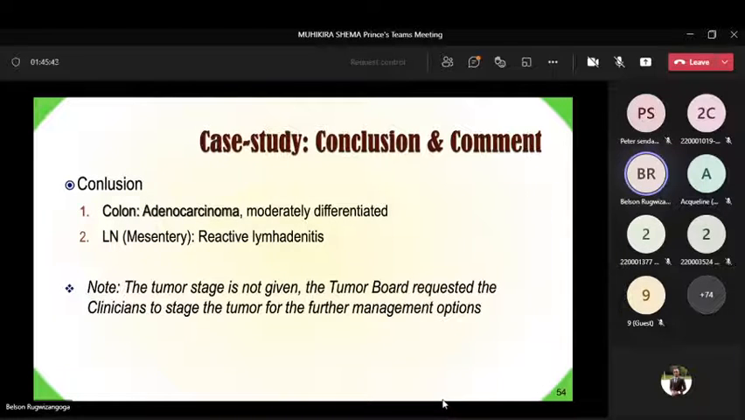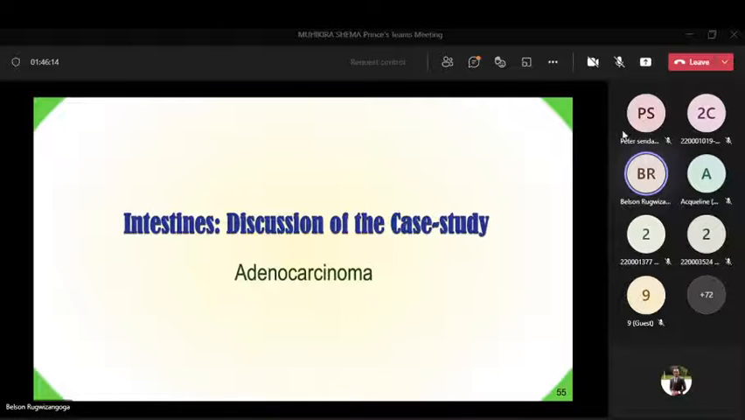The tumor board is a meeting whereby pathologists, oncologists, and surgeons meet and discuss every case before deciding what to do. So the tumor board requests the clinicians to stage the tumor for further management options. Because the pathologist had not given the stage, metastasis had to be staged by clinicians using radiology or endoscopy and so on.